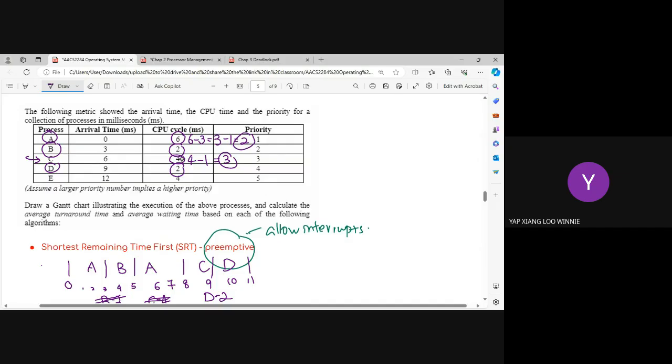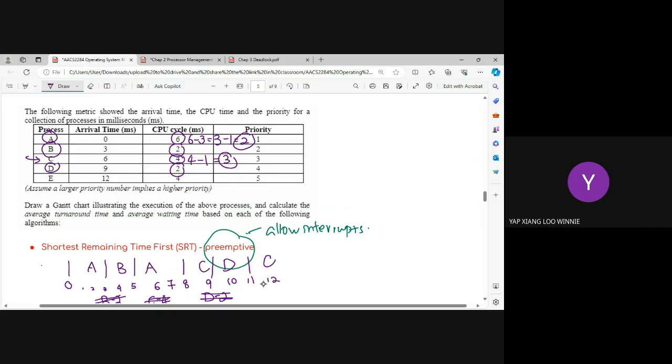C is not done, C still has 3 milliseconds left. So at the point of 11 milliseconds, E is not here, right? So your CPU is going to continue with C as well. This one, I cut it off. The CPU is going to proceed with C. And for C, we have 3 milliseconds left, right? So I continue to 12 milliseconds.